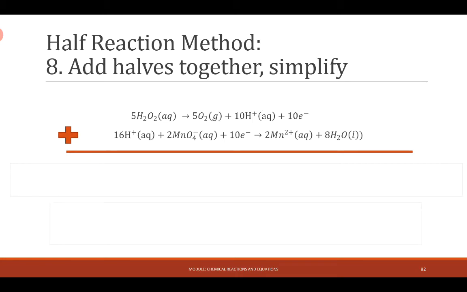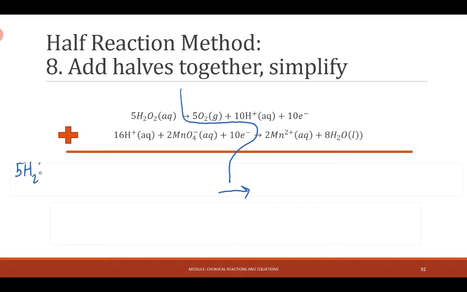Now that our electron counts are equal, we can add our two half reactions together to get the overall equation. The most important thing to remember here is that when you're adding, you kind of have to remember where the arrow is. So everything on the reactant side will stay on the reactant side. Everything on the product side will stay on the product side. So let's just go ahead and write all that out.